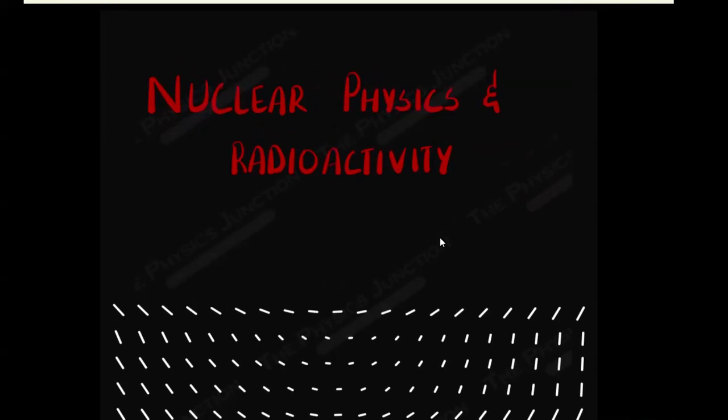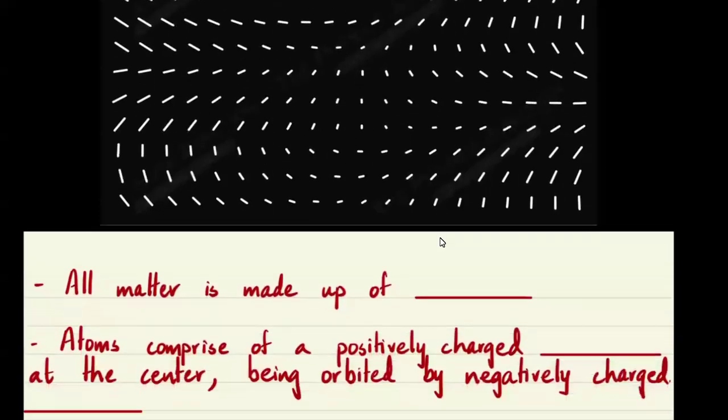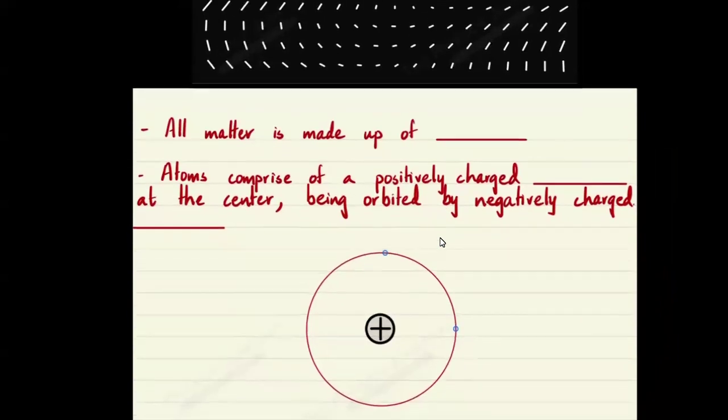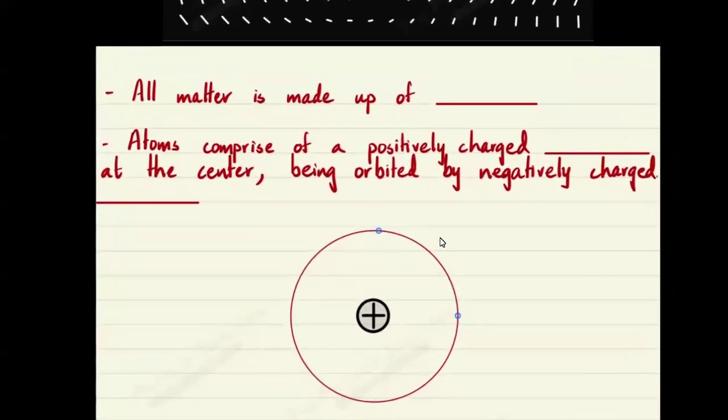So nuclear physics and radioactivity is unit 5 of your syllabus that we'll be starting with today. The first part related to nuclear physics is pretty straightforward because you study a lot of this in chemistry too. So all matter is made up of very basic atoms. Atoms comprise of a positively charged dash at the center being orbited by negatively charged dash. So we know this at the center is the nucleus and they're being orbited by negatively charged electrons.